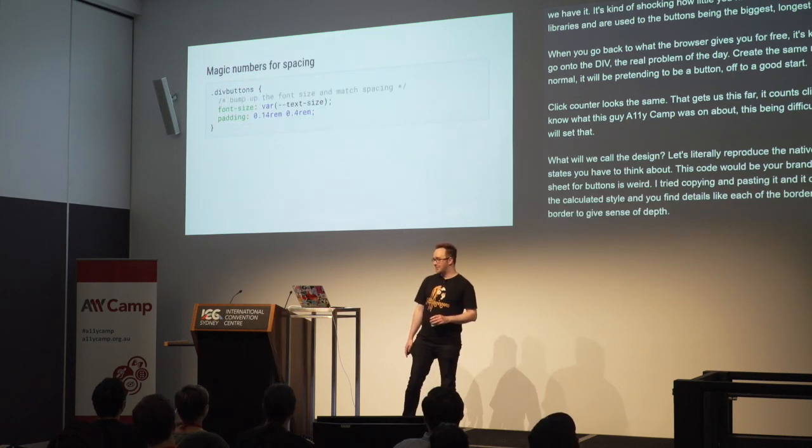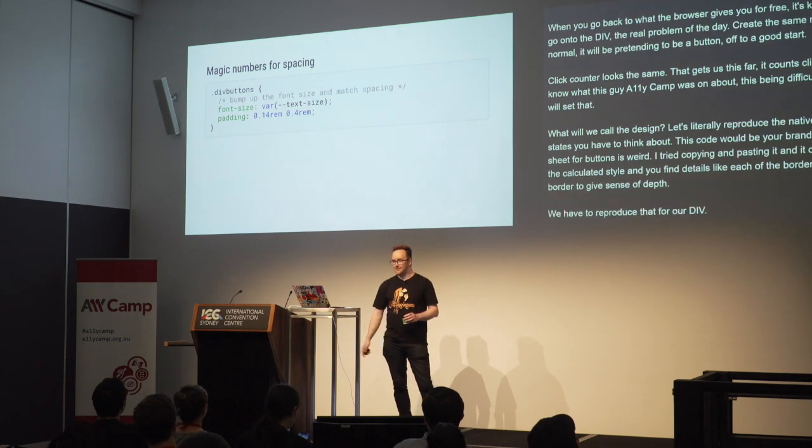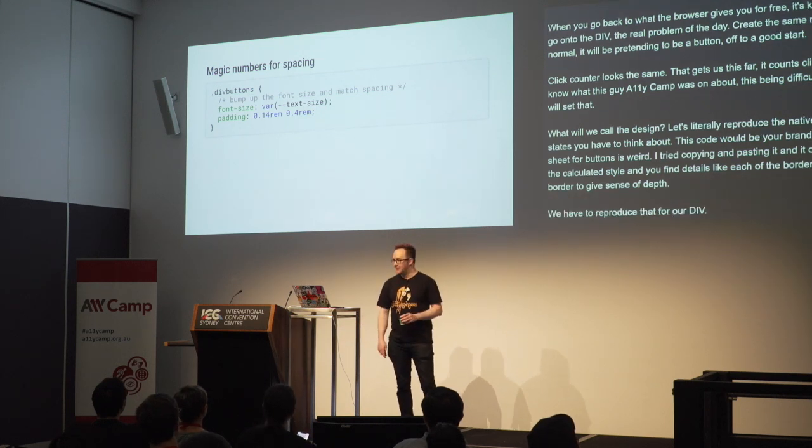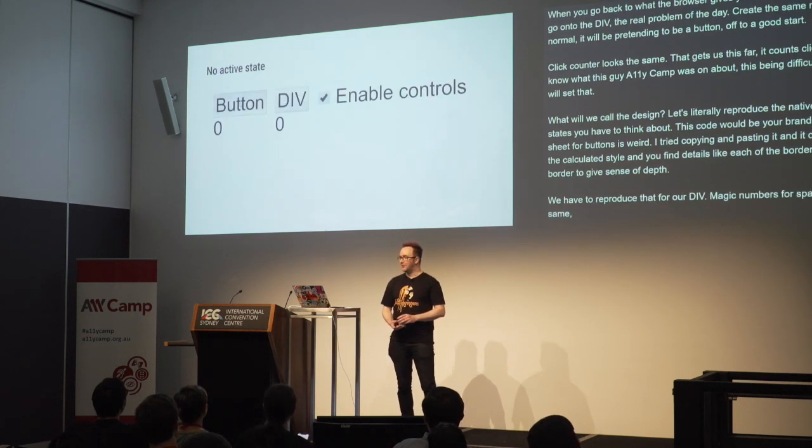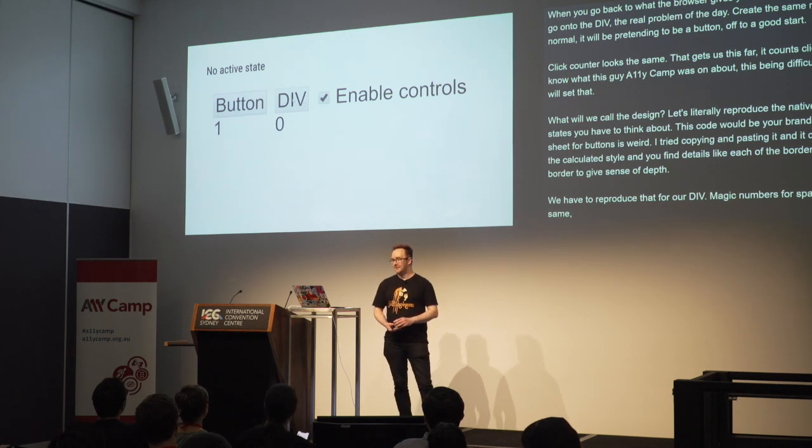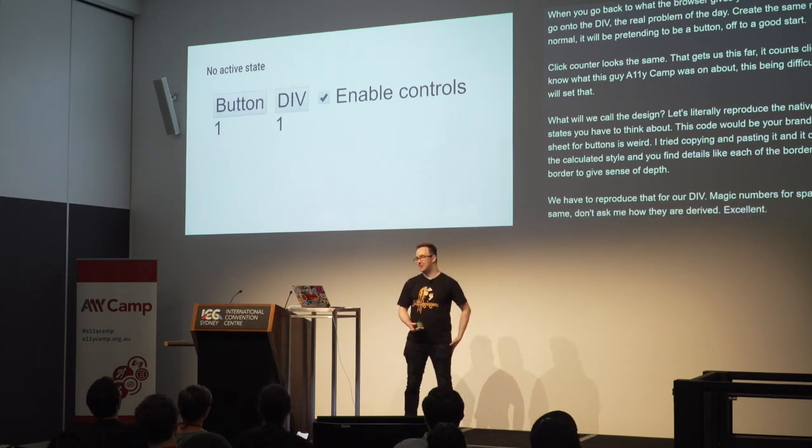There's some magic numbers for spacing it out to make it look the same. Don't ask me how they're derived. I just used magic numbers and shipped it. So cool, excellent. Does anyone see the issue we've got? It's a little bit hard to see the clicks in this.